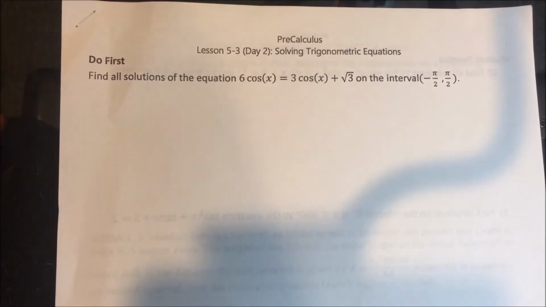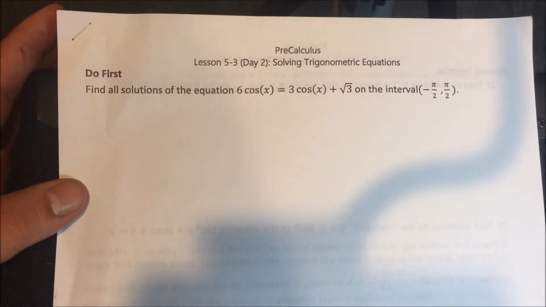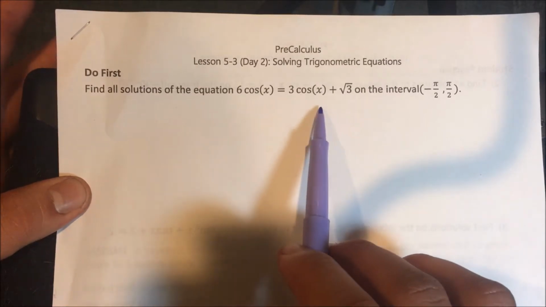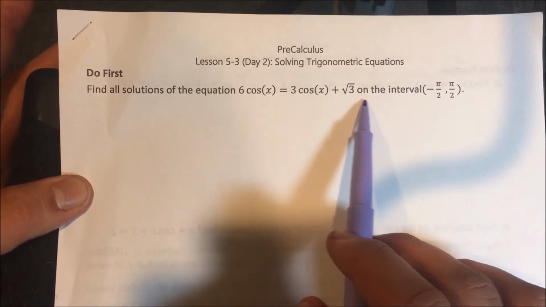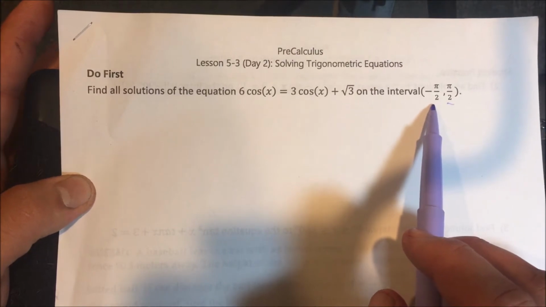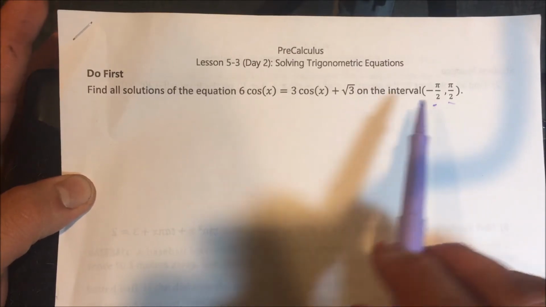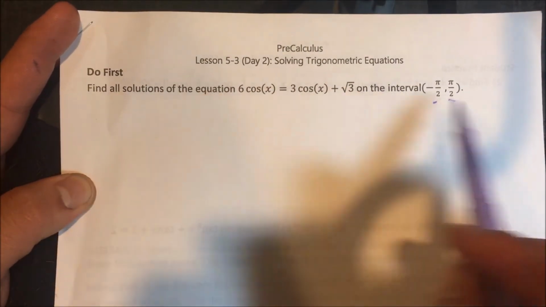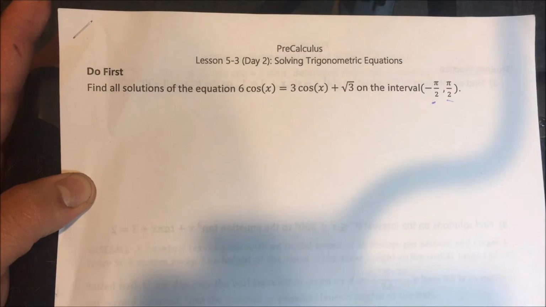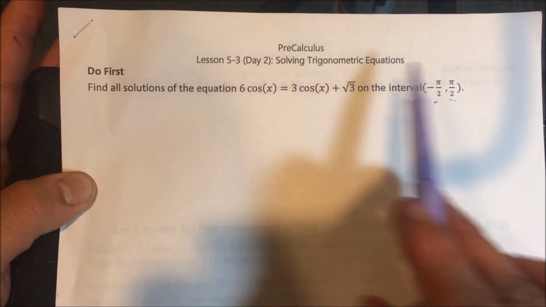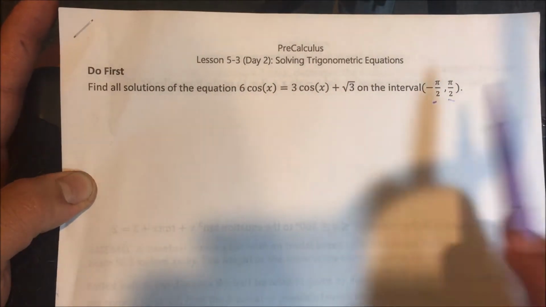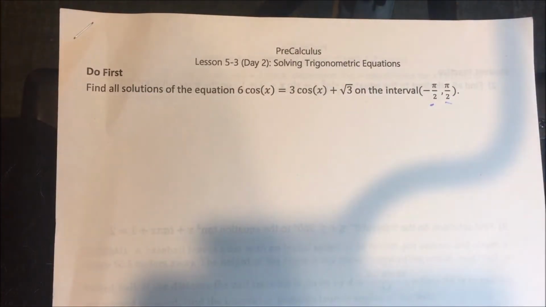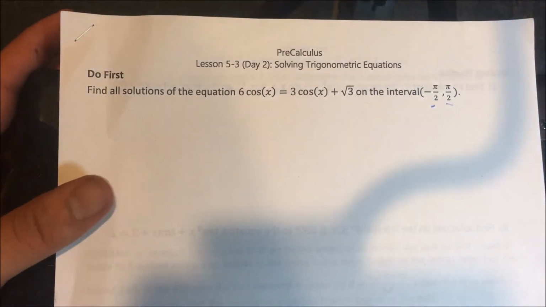Again, I figure we start off with the do first because that's what we usually do. So here we have: find all the solutions to the equation 6 cosine of x is equal to 3 cosine of x plus the square root of 3 on the interval negative pi over 2 to pi over 2. Now, first off the bat, this sentence should make no sense to you, because it says find all solutions on this interval. But we can say that it is all solutions on just the interval, right? It's not saying that we want all of the solutions, like we talked a little bit about yesterday. But anyway, let's get into it.